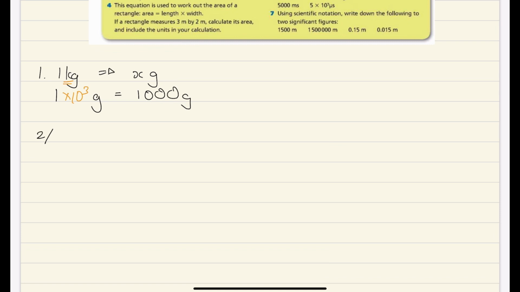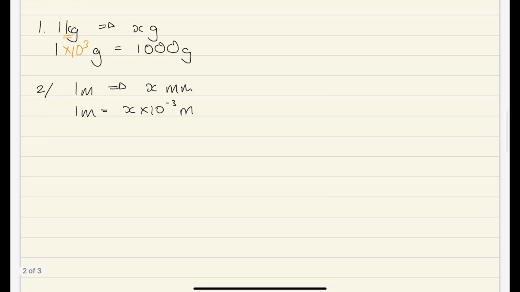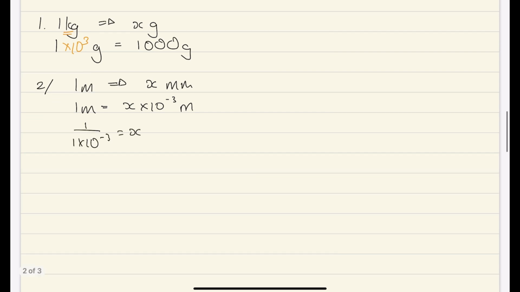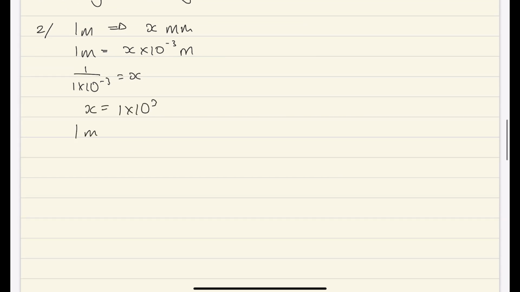Question 2. How many millimeters are there in 1 meter? So I've got 1 meter and I want to convert it into millimeters. So this is where I'm going to change the millimeters into 1 times 10 to the power of minus 3. If I bring this over, I end up getting 1 over 1 times 10 to the power of minus 3 is equal to x. And so x is actually 1 times 10 to the 3. And so 1 meter is the same as 1 times 10 to the 3 millimeters, which is 1,000 millimeters.